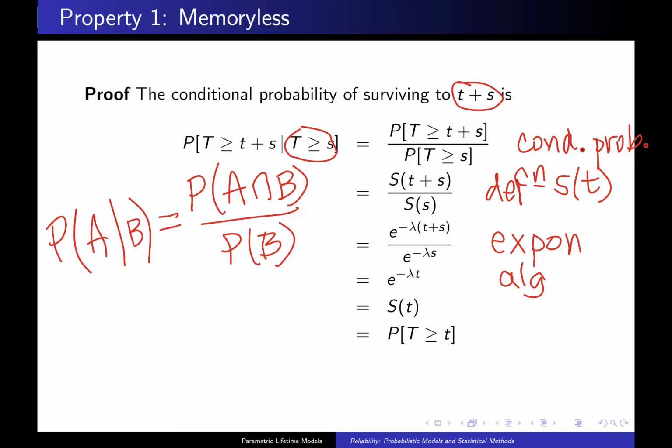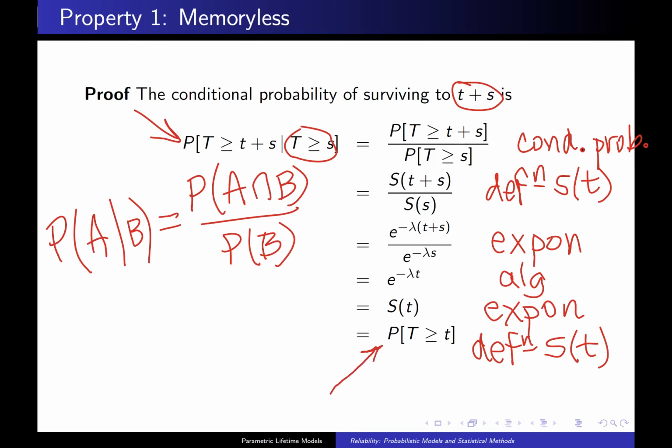But you recognize that e to the minus lambda t is the survivor function for the exponential distribution, and by definition of S of t, that is the probability that T is greater than or equal to t, which proves our result. This is one side of the memoryless property. This is the other side, so we have proven the memoryless property.